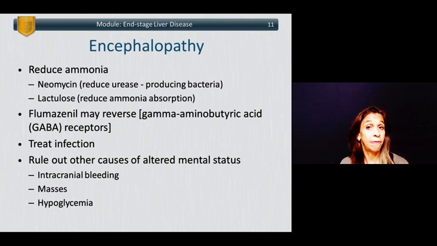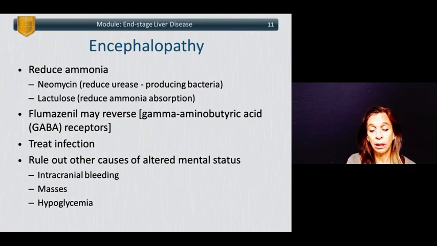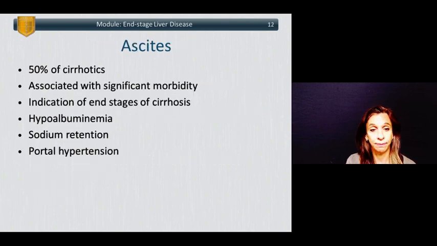One should treat the underlying infection or condition that may have precipitated the encephalopathy, and be sure to rule out other causes of altered mental status, such as intracranial bleeding. Remember, these patients are prone to bleeding because they have prolonged prothrombin times, decreased coagulation factors, and thrombocytopenia. There also may be masses. Many of these patients have HIV, hepatitis C, hepatocellular carcinoma, and so they are prone to neoplasms as well as intracranial infections and hypoglycemia from the liver's inability to manage glucose and the decrease in glycogen stores.